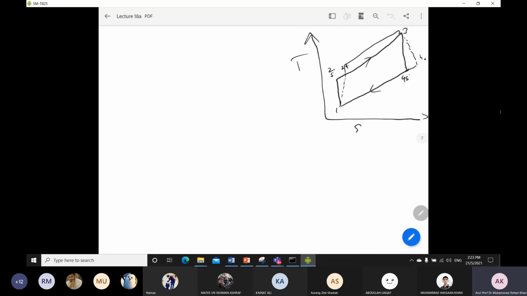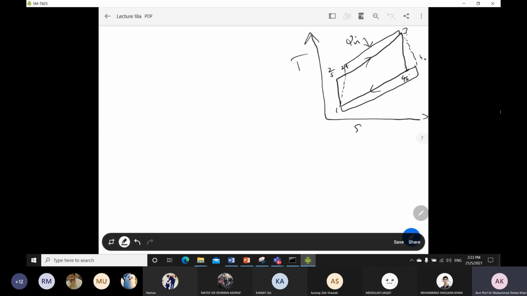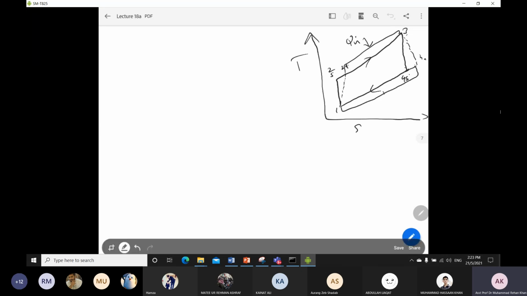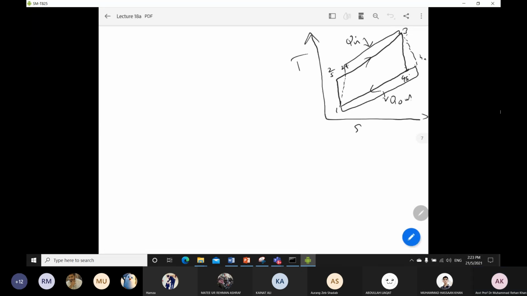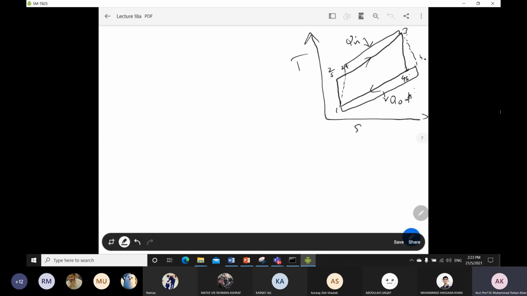So this is between 3 to 2A. This is your Q in actual, and whenever you have to find the actual heat rejected, it is between 4A to 1. So this is your Q out. If the problem mentions that you have to find the actual Q out, you have to use the 4A enthalpy value.